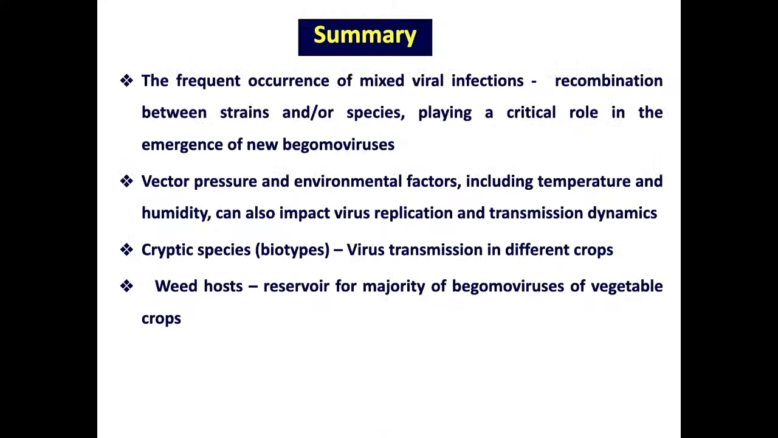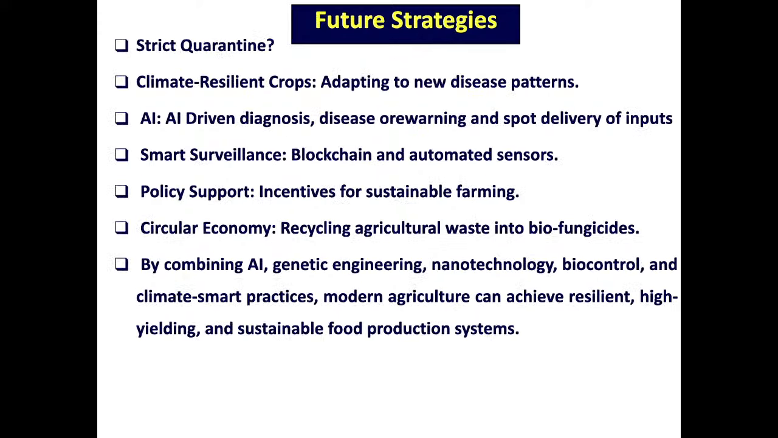So, the summary of my presentation: as we see, the frequent occurrence of mixed infection is the major problem as far as the cucurbitaceous ecosystem is concerned, and even other vegetables. The recombination between strains and species plays a critical role, and vector pressure, environmental factors, as well as cryptic species play a major role. The weed hosts and reservoir plants available in the vegetable ecosystem also play a major role in the survival and spread of the disease.